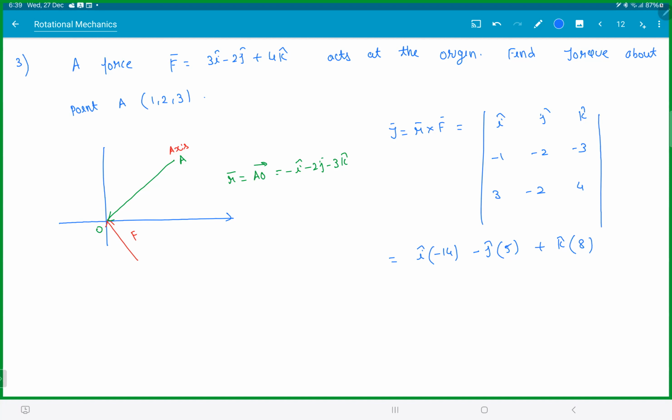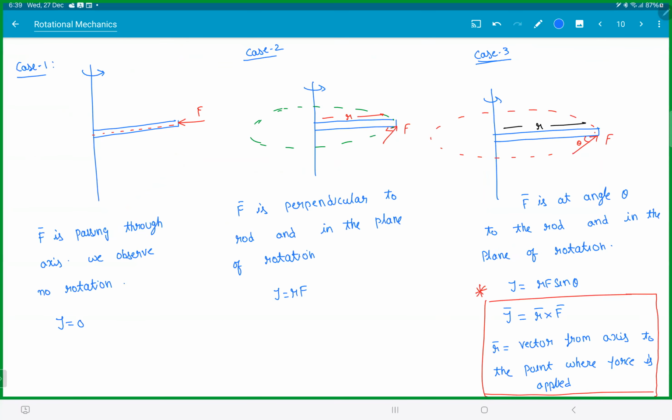Easy? Be careful. Definition of R bar, Molika. Tell me, what is the definition? Read, what is the definition? Vector from where? Axis to the point where force is applied.